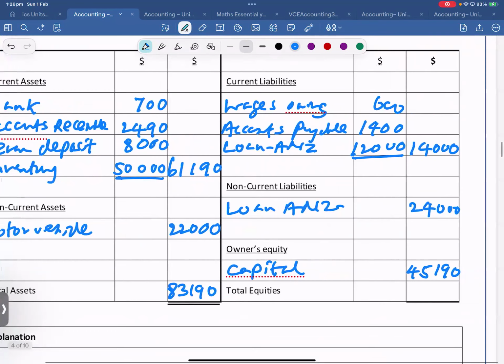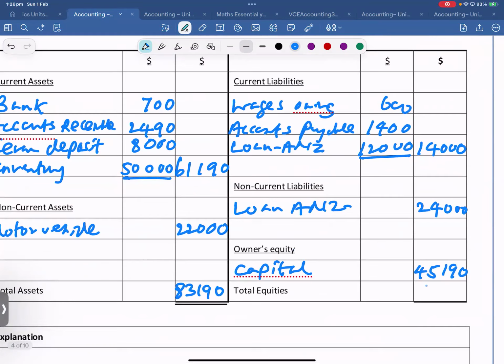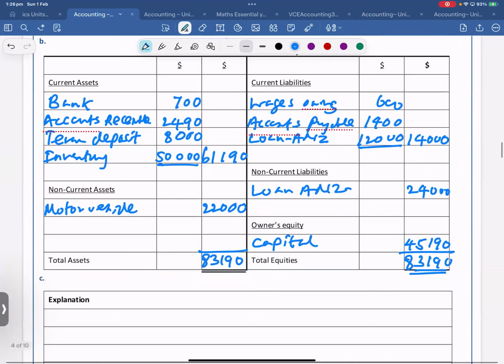And then total equities, I'm going to add current liability, non-current, and the owner's equity, which is 3. Yeah, that's also at 83, 3, 190. So it's balancing to 83, 3, 190. Right.